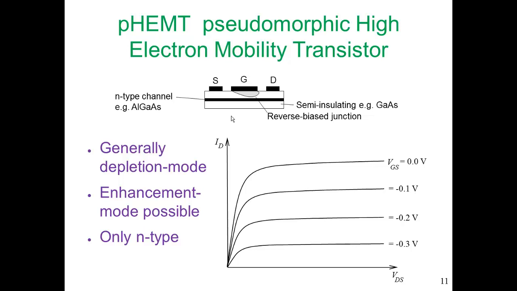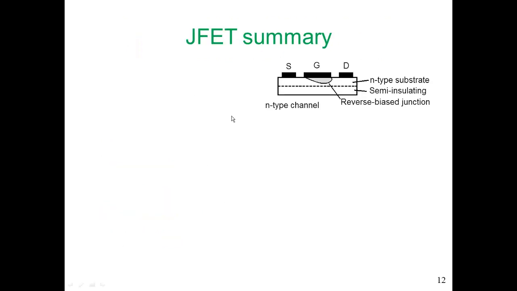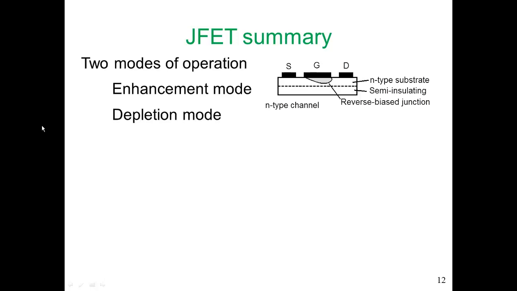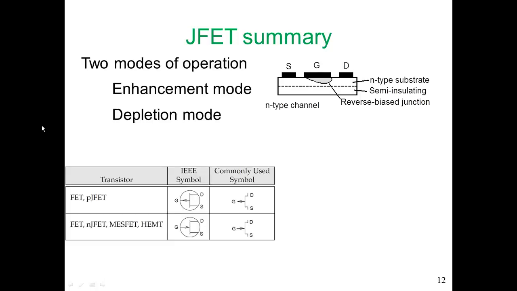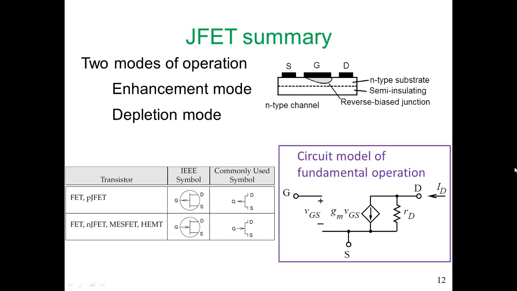So depletion mode is what's used most of the time. The enhancement mode is possible, but there are only N-type PHEMT transistors. There are no P-type. So let's just summarize where we've been. There are two modes of operation, enhancement mode and depletion mode. These are the various symbols and names that are used for the JFET. And the fundamental operation of the JFET is one of a voltage, VGS, controlling a current source. So it's a voltage controlled current source, and that is how we think of the amplifier right from the very beginning.